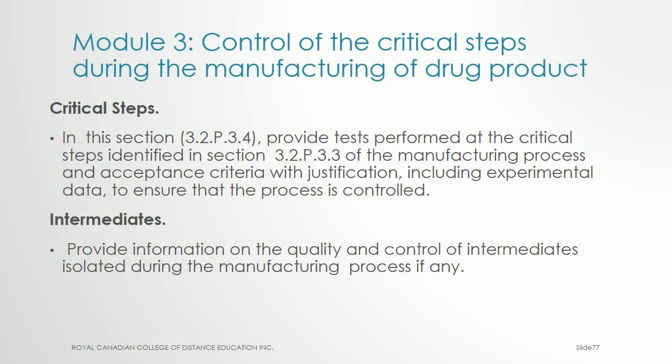In this section, provide tests performed at the critical steps identified in Module 3 of the manufacturing process and acceptance criteria with justification, including experimental data, to ensure that the process is controlled. Intermediates. Provide information on the quality and control of intermediates isolated during the manufacturing process, if any.